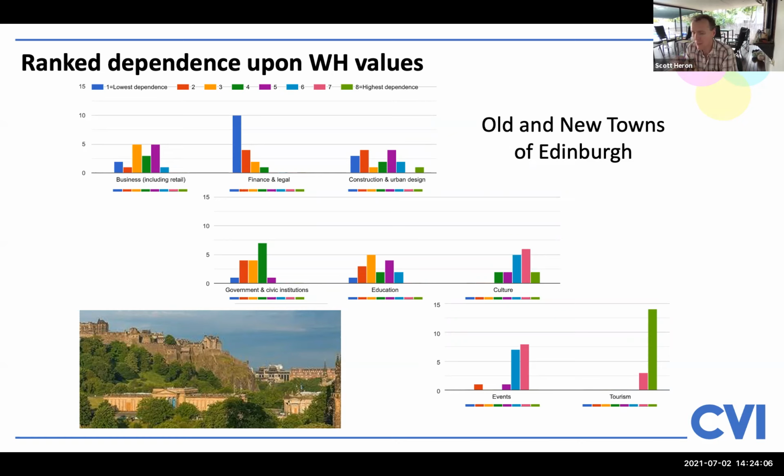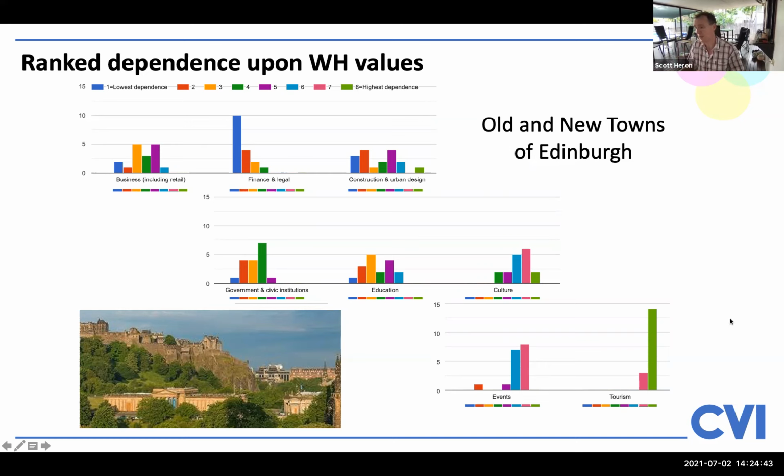So here you see before us some of the business types that were identified for the old and new towns of Edinburgh World Heritage property. And there's a picture of the property in the lower corner there. Now, for each of these business types, we invited the participants to rank them from the lowest dependence upon the World Heritage values to the highest dependence upon the World Heritage values. And you can see there that some of these rankings were very consistent across the group.